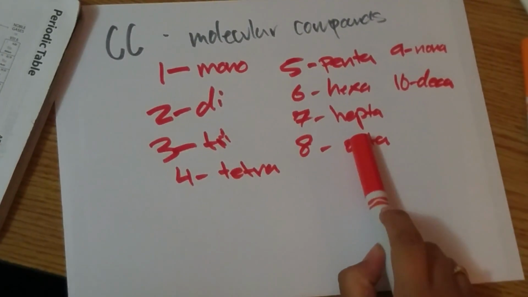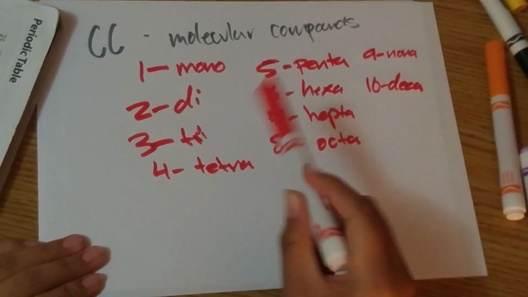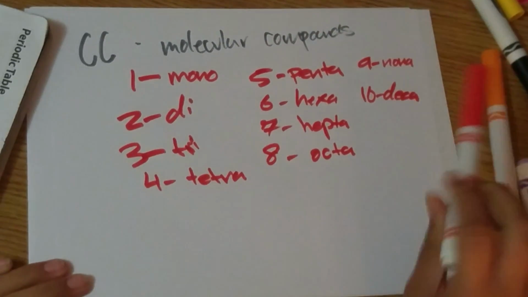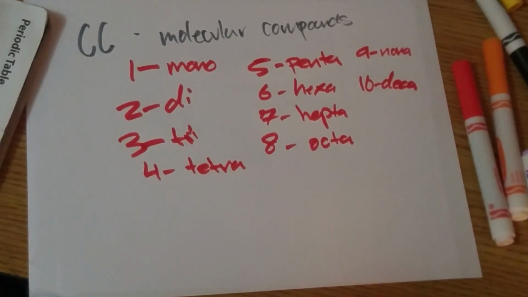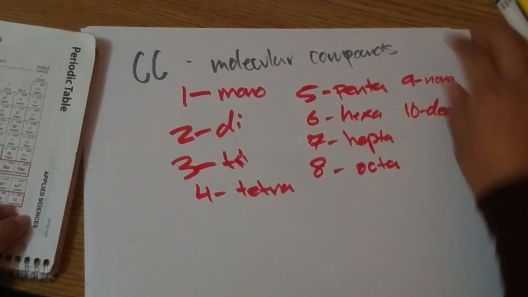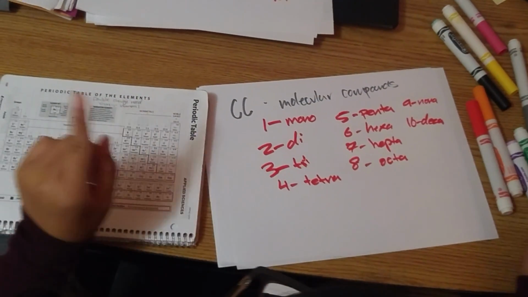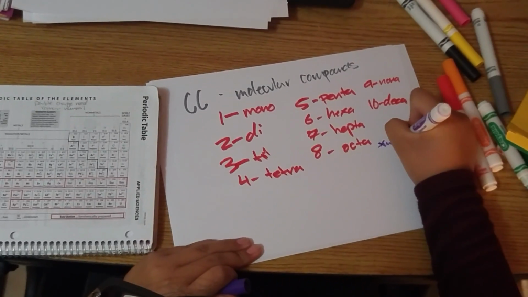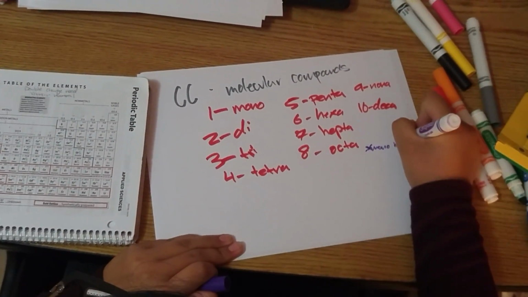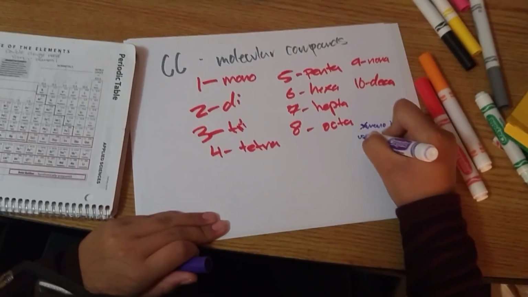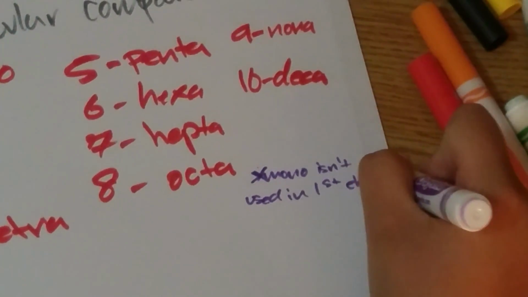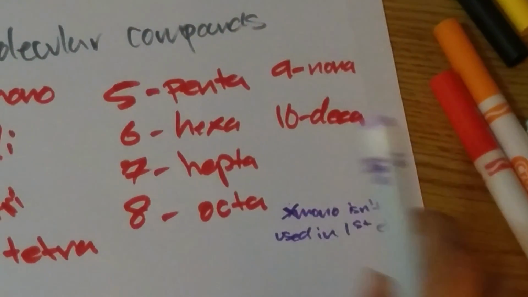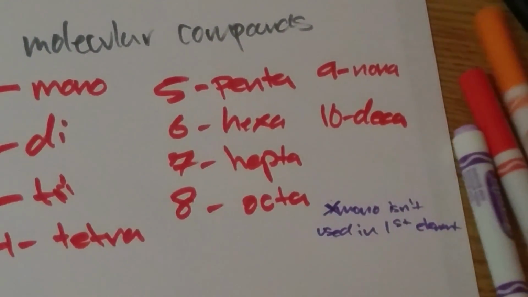Now, as I said, these are to tell how many atoms are in that element, so you forget about the charges. Oh, but just a warning. Mono is not used in the first element if it only has 1.